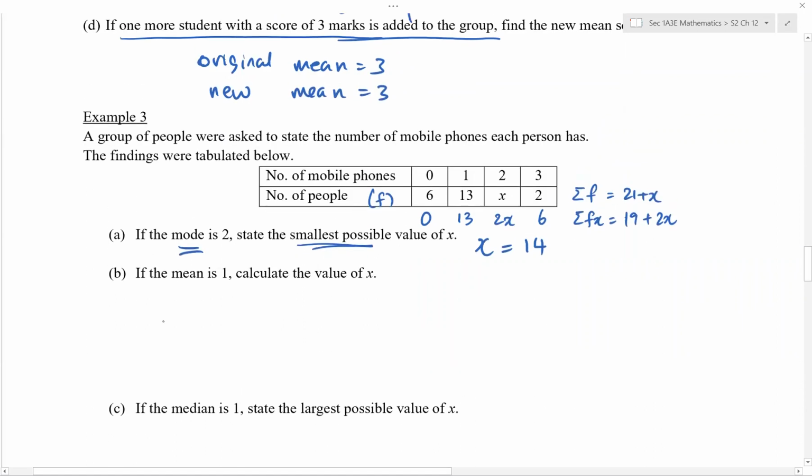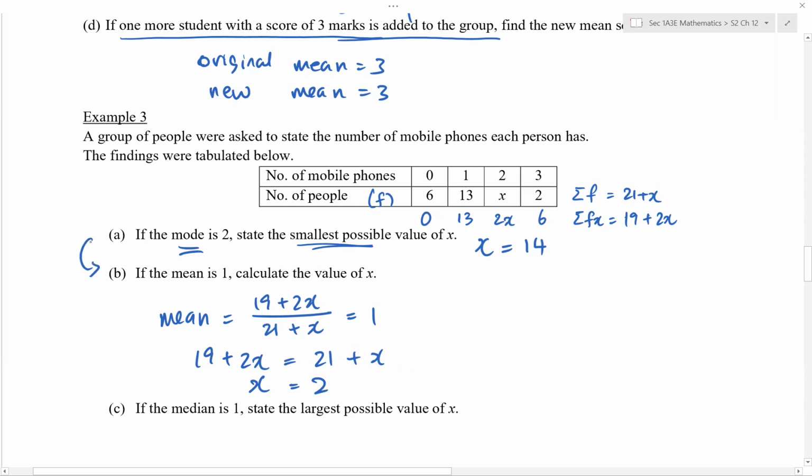Okay, so mean: 19 plus 2x over 21 plus x equals, oh, just nice, 1. So you can do a cross multiplication anyway, or you can just look at it this way. Numerator equals denominator for it to be equal to 1. So 19 plus 2x equals 21 plus x. Subtract x on both sides, subtract 19 on both sides, x will be equal to 2. So if the mean is 1, x has a value of 2. Do take note, part A, part B, not connected.